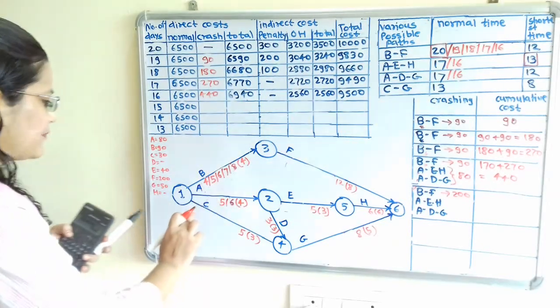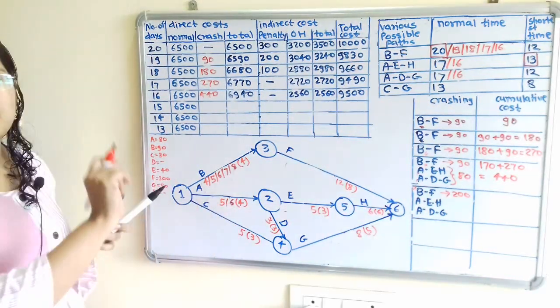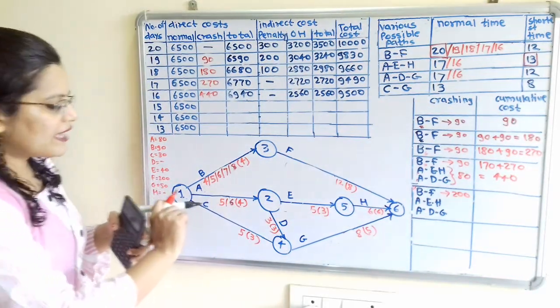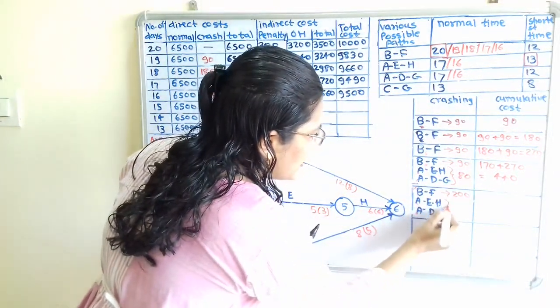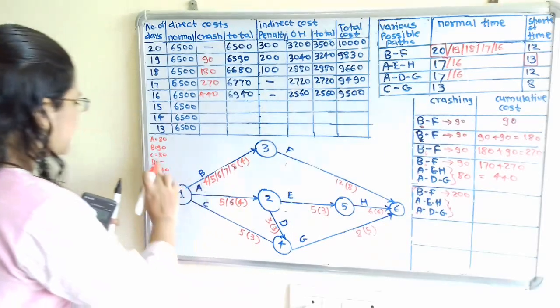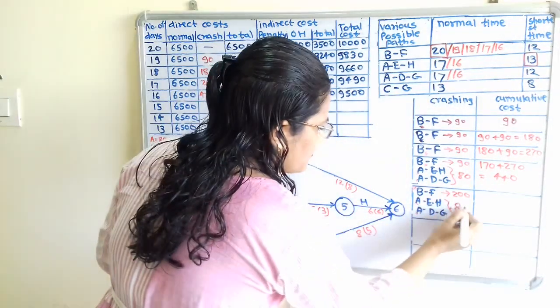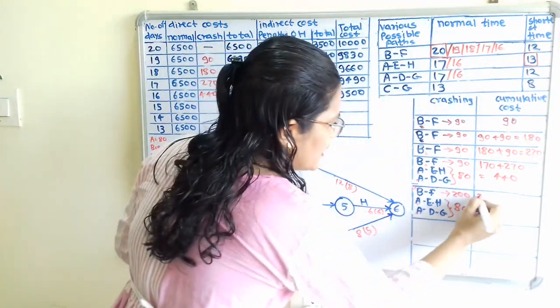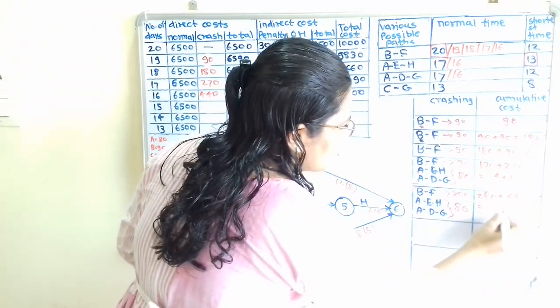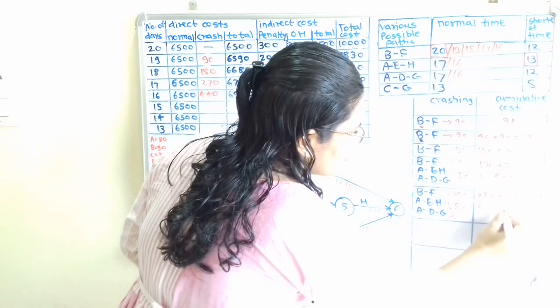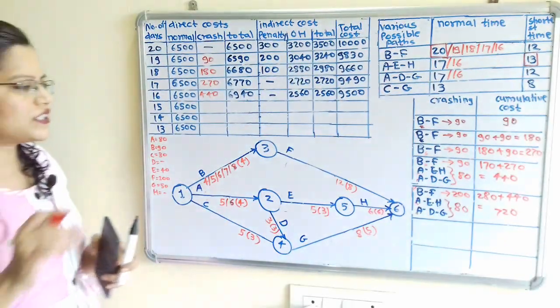Then A. For activity A we can reduce for only one time. So we can select from these both the paths, we can select this activity A, and for this activity A cost is 80. So what is the total cost? 280 plus previous cost 440 and which is equal to 720. Now fourth changes we have to make.